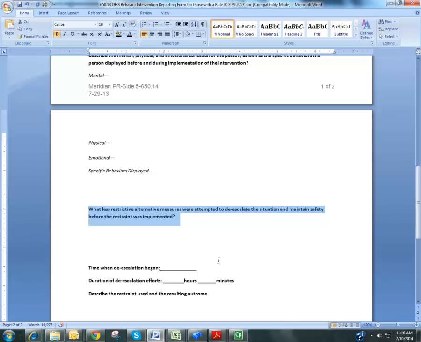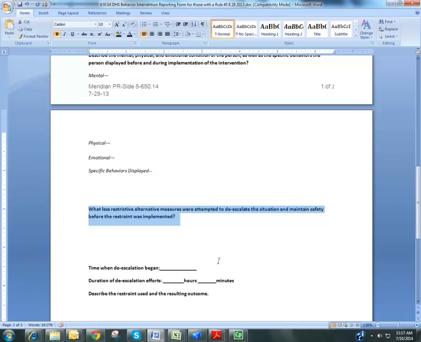Be very specific about what you redirected them to. So if you redirected them to a different conversation about topics that they enjoyed, talk about what those topics were. Also, if you redirected them to a different activity, indicate what those activities were. If there are any other changes that you made to the surroundings, or other things that you attempted, please indicate all of those things.